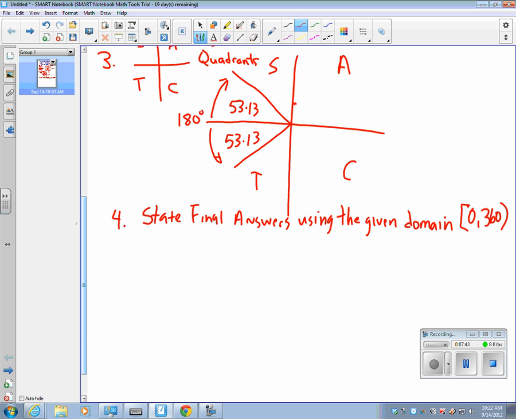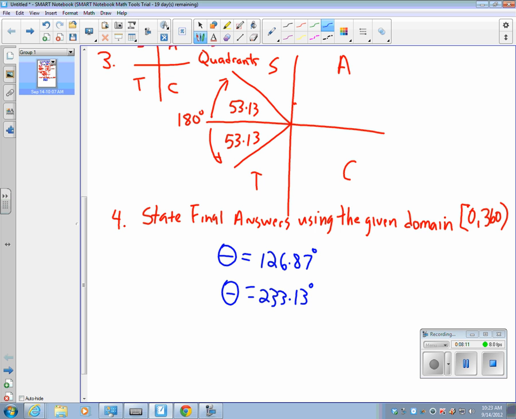That's 180 degrees, right? That's what that angle is. So then theta, we give our final answers here. Theta is going to be 180 take away 53.13. So that's 126.87, or 233.13.